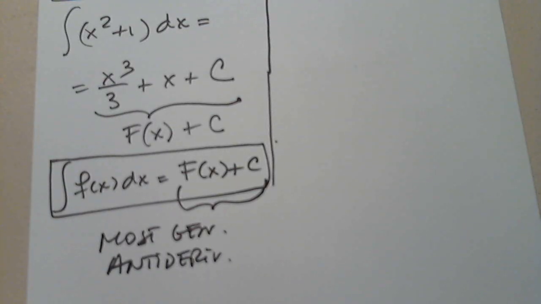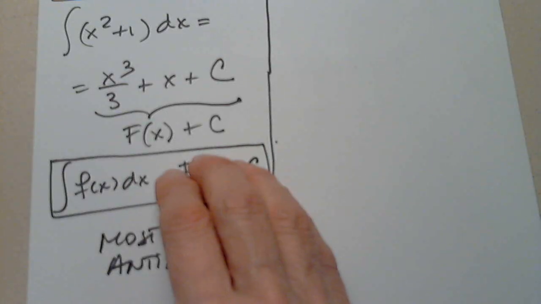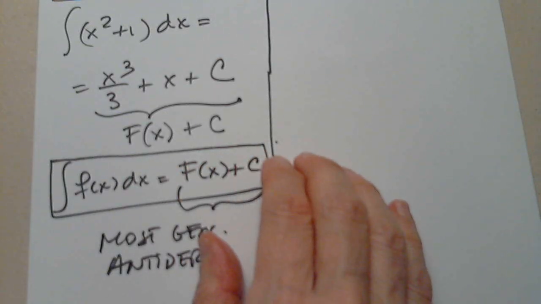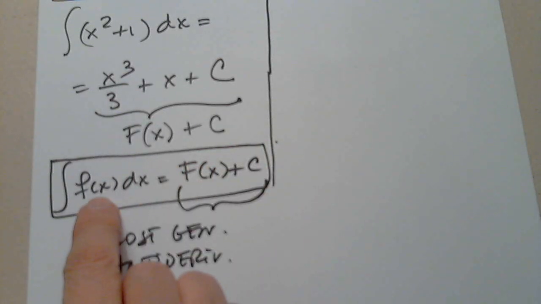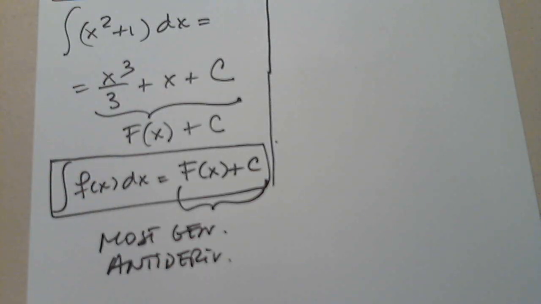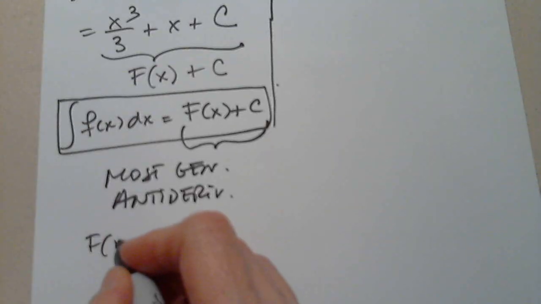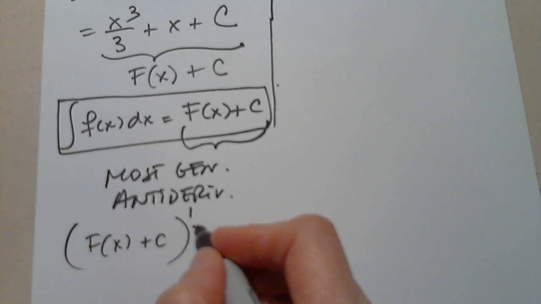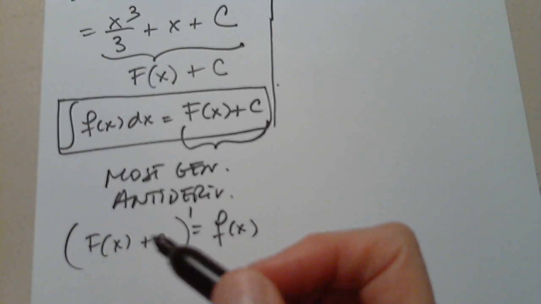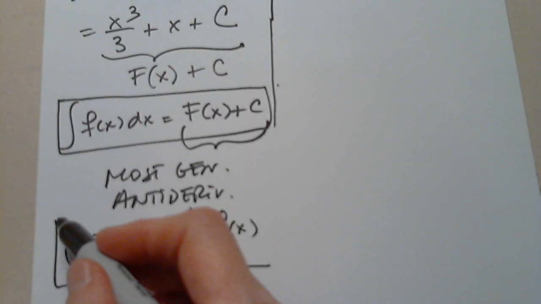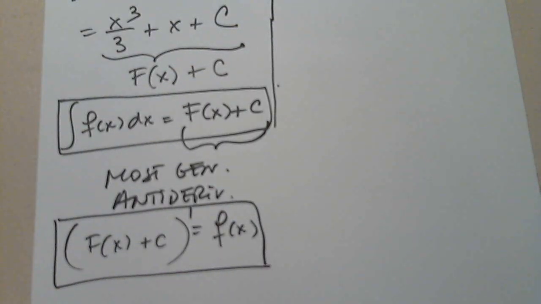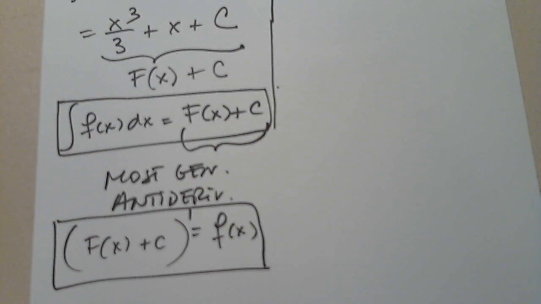It's a family of functions. All these functions, all of them, infinitely many, have the same derivative. So again, when I differentiate this side, f of x plus c prime, I will always get f of x. This is what we looked at so far.